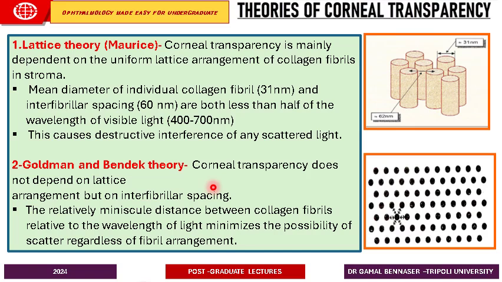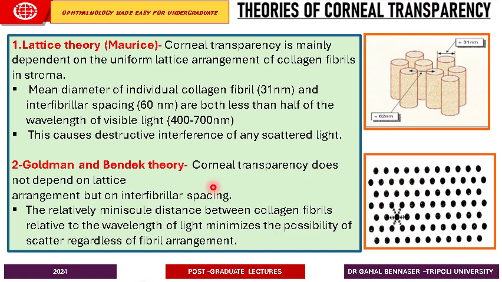More than 90% of the rays will be passing through the cornea and reaching the retina. So this is known as the lattice theory or the Maurice theory. That is, the thickness of the collagen fibers and the interfibrillar distance is less than half of the wavelength of the visible light.